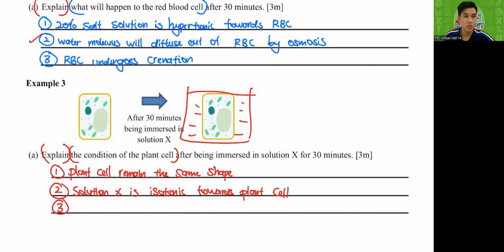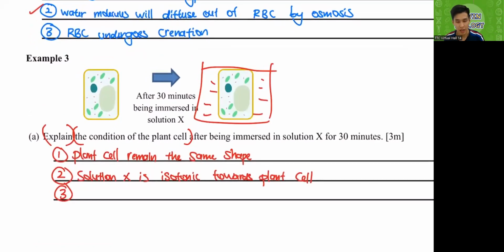Same thing. So just now hypo, water comes in. Hyper, water goes out, like the previous question. Iso, how do we explain? Remember or not? In and out, some more. Cannot just say in and out, you must say in and out.